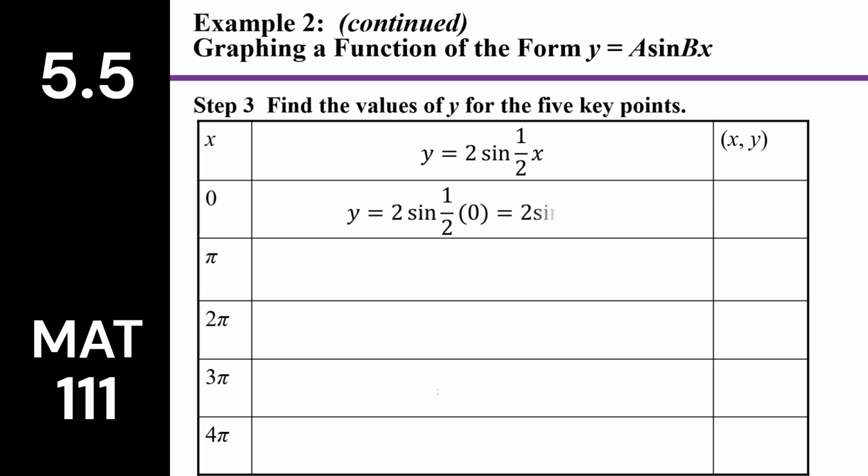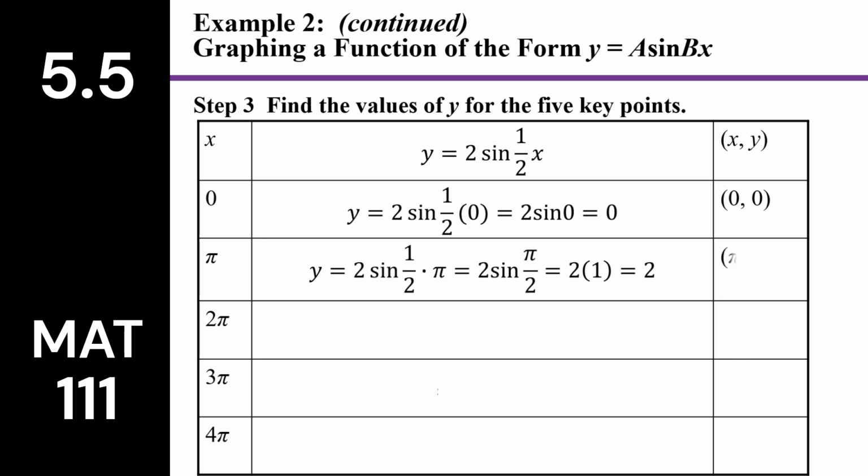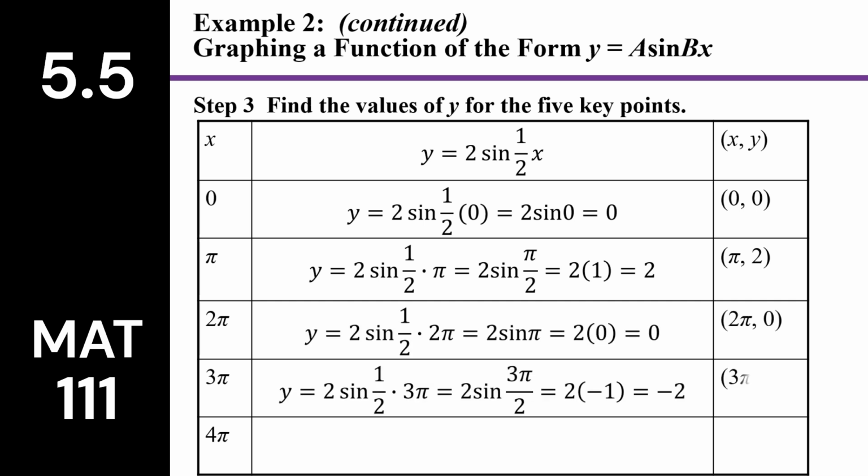When we plug 0 in, it simplifies to 0, so we get the point 0, 0. Plugging in pi, we get 2, so that's the point pi, 2. We then continue to substitute in the remaining values, and we get our 3 remaining points.